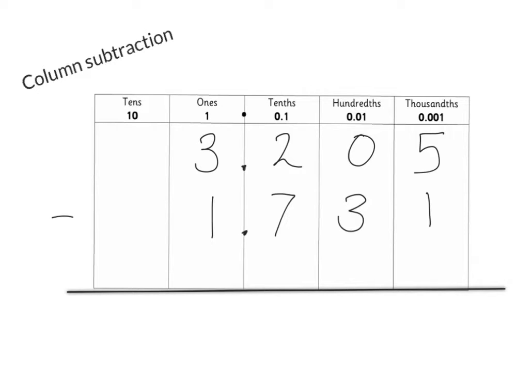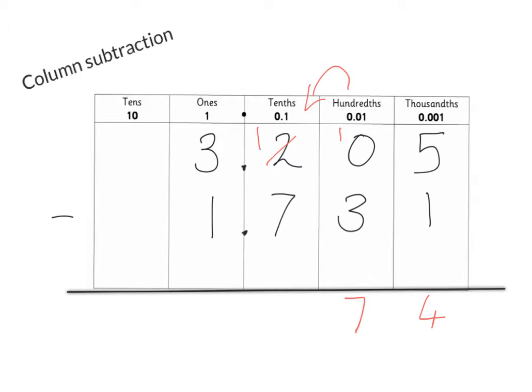Okay, 5 subtract 1 is 4. 0 subtract 3. So I need to go into this column and borrow. Just need to borrow 1 tenth. So borrowing that 1 tenth, which is equal to 10 hundredths. So I'm just going to put that there. So 10 take away 3 is 7. I can do that now.